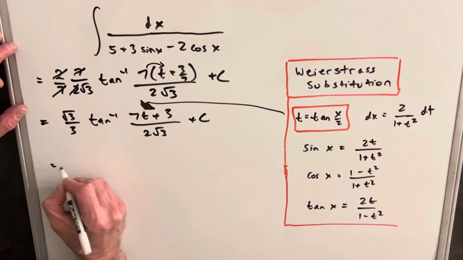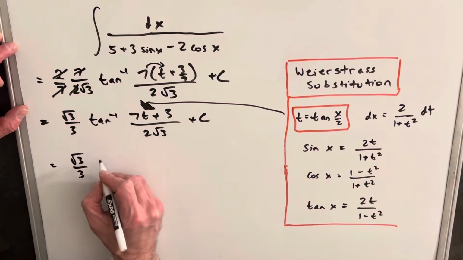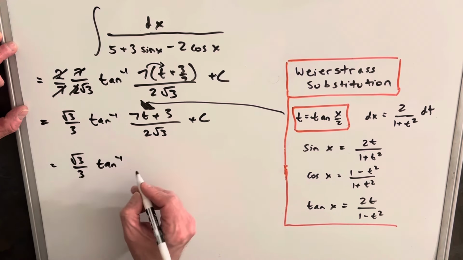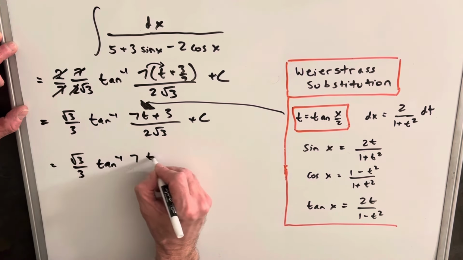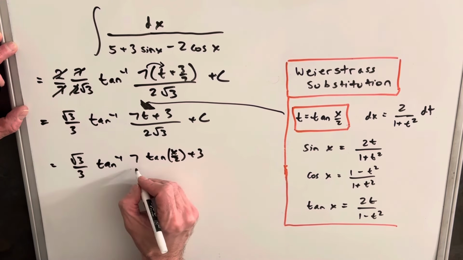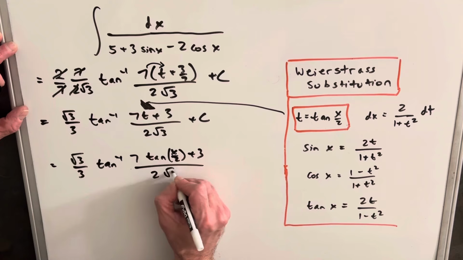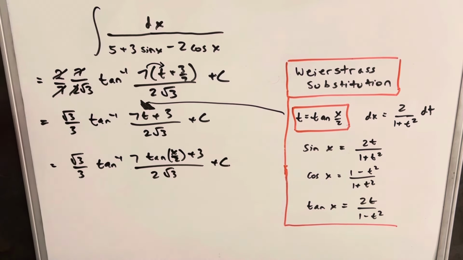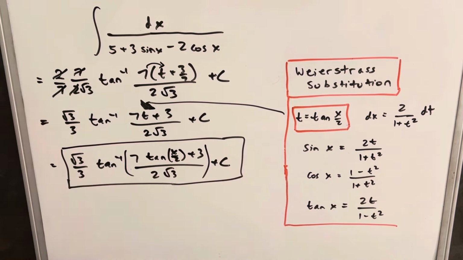So for our final solution, we're going to have square root of 3 over 3, tan inverse of 7 tan x over 2 plus 3, all over 2 square root of 3, plus c. And yes, that's a little messy, but that's kind of the way these problems end up in a lot of cases. So we'll just leave it like that.